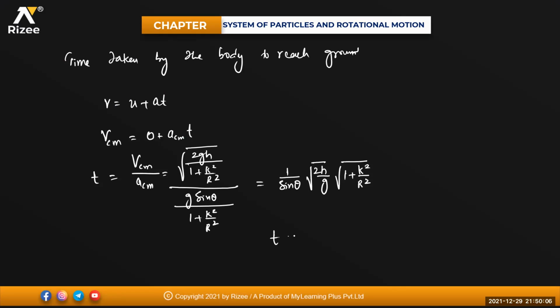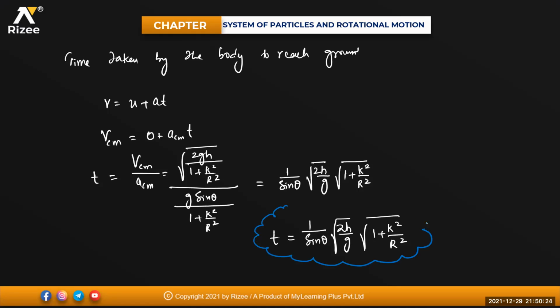So you can directly write here t is equal to 1 by sine theta under root of 2h divided by g under root of 1 plus k square by r square. So this is your time taken to reach the ground. If I know the moment of inertia for that particular body, substitute and simplify, we get the answer. Okay, so the k square by r square will depend upon the shape. Clear, beta? Any doubt in this one?